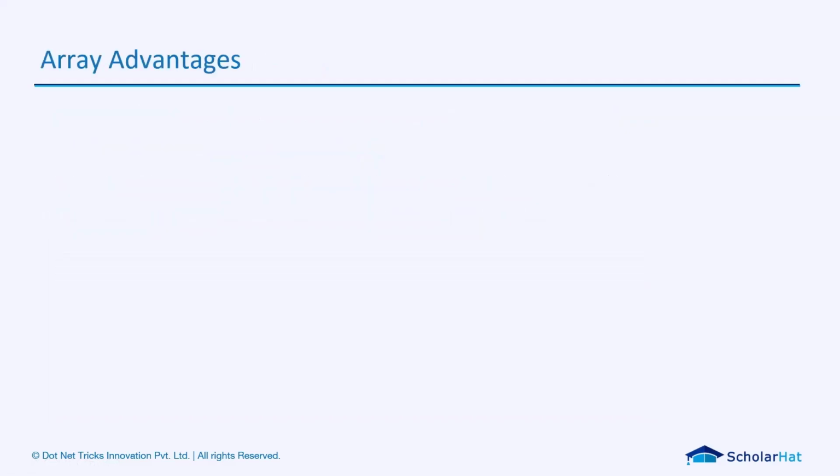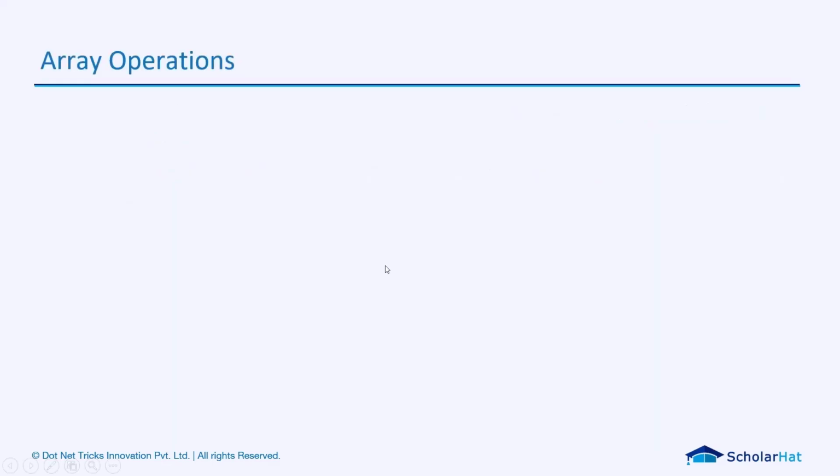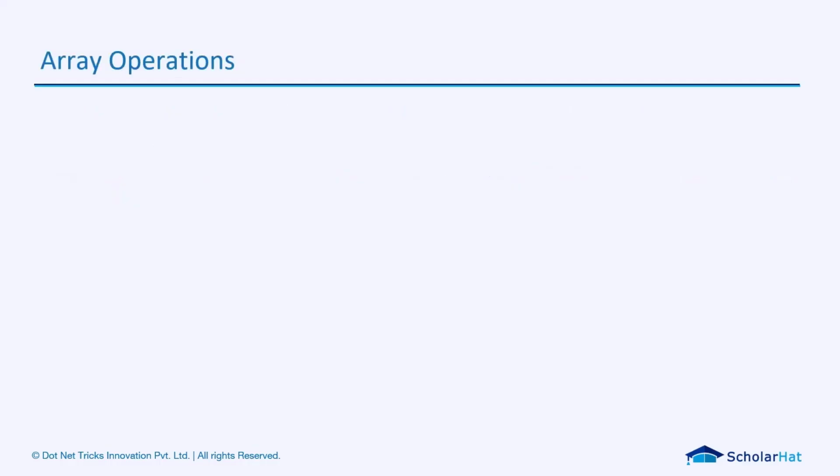So what are the array advantages? When we use an array, it takes constant time to operate. So that is one of the biggest advantages of using an array. Each element in an array can be accessed by using the index of the element. Then optimal memory usage: an array stores only data with no storage wastage with links or information. So this is the utmost use of an array.